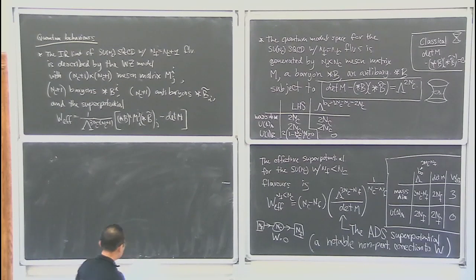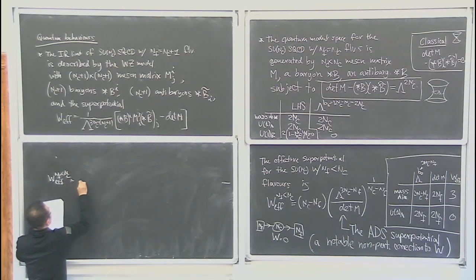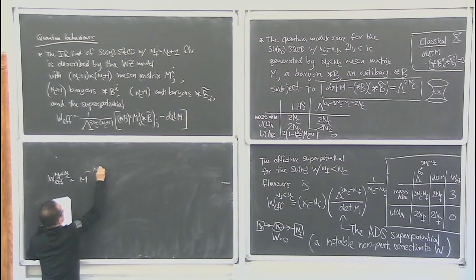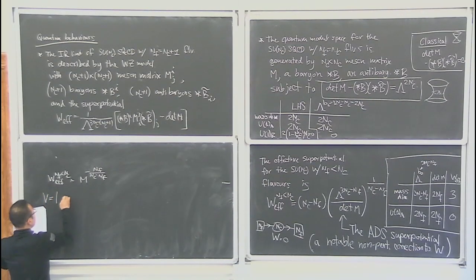So if you write it schematically like this, W effective, with N_C minus N_F, N_F less than N_C. So it goes like this. Think of determinant as this guy, okay? You agree with me? You can roughly think of it like this. Now your effective variable, you don't have quark anymore. In the low energy, you only have meson. So if you look at this, you see that the scalar potential derived from this is the mod square of dW/dM.